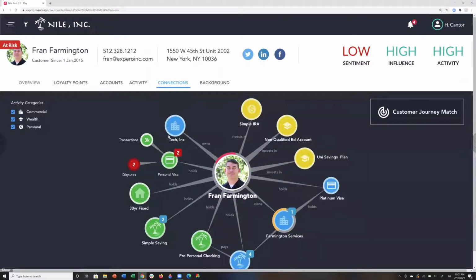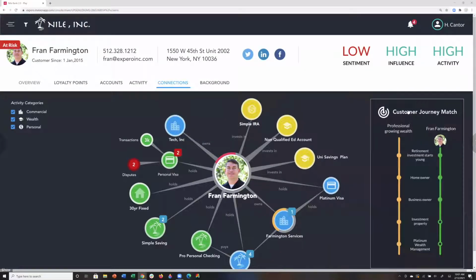Now when I come back to my main screen, I can also learn a couple of other things about Fran. The first is he has a customer journey or journey match, if you will. I can see over on the right that he has three things that he enjoys at the bank, and he hasn't yet completed a couple of additional things. So what I've realized is he's a high net worth individual, and he may be on this journey match for a gold customer in my bank.